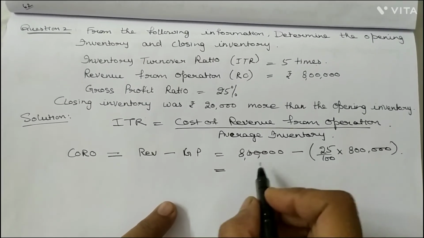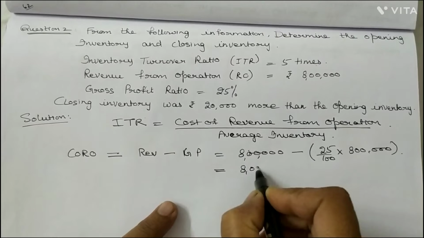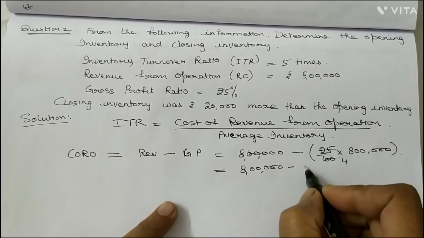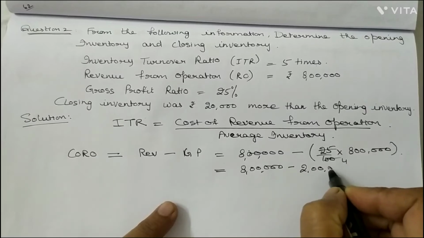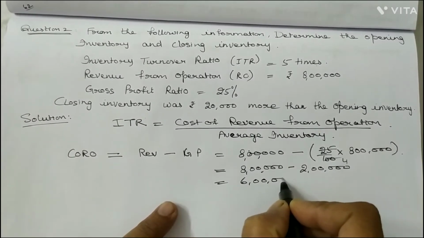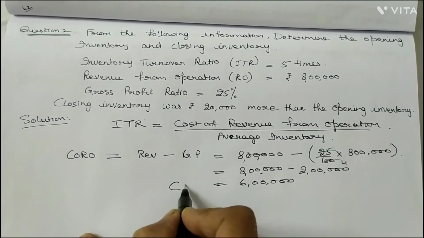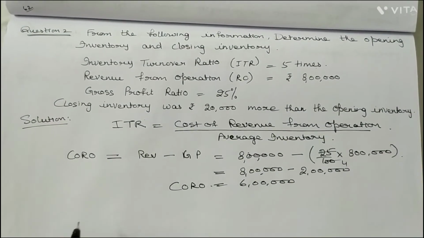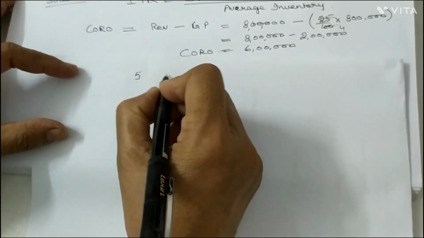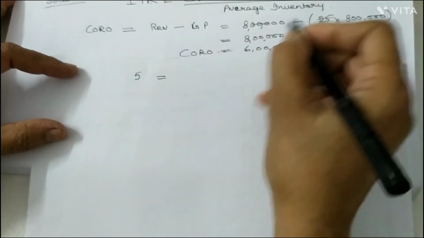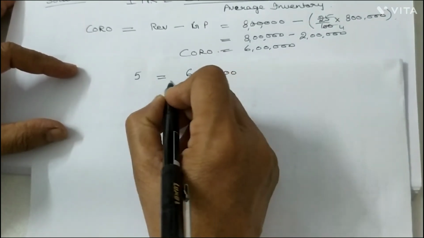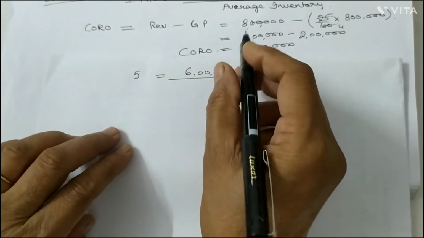That is equal to 8 lakh minus 2 lakh, is equal to 6 lakh, which is the cost of revenue from operation. Now ITR is given as 5 times and cost of revenue is 6 lakh divided by average inventory.